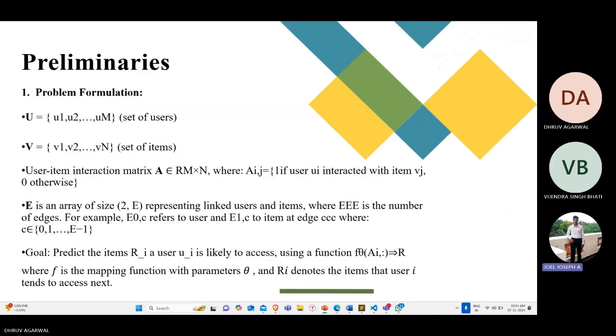Okay, so these are the preliminaries for the experiment that we are about to conduct, in which users are represented as a set of items, users as U1, U2 to UM.